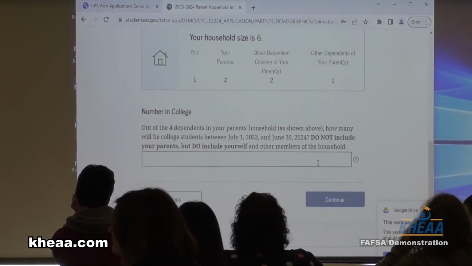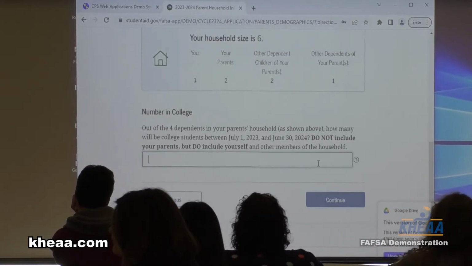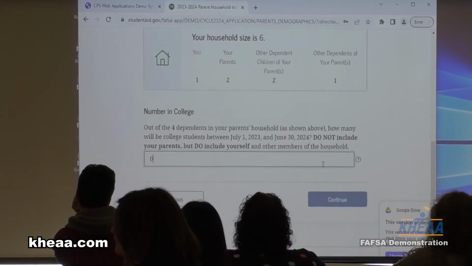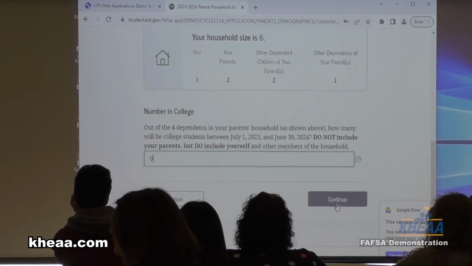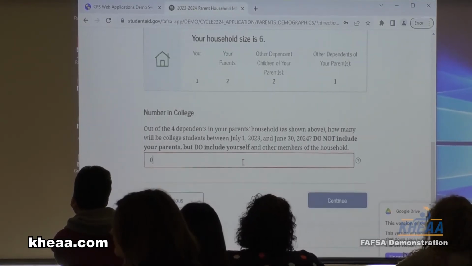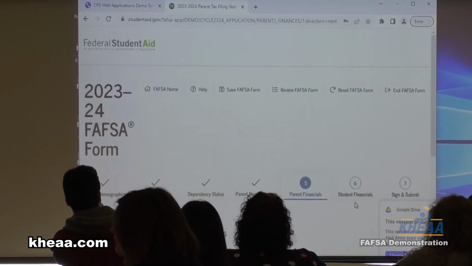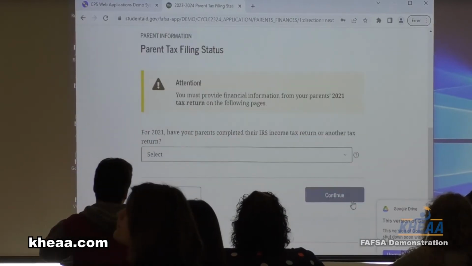The next question will ask how many kids of your parents are going to be attending college in this next school year. I'm going to put 0, unless you have a brother or sister, then you'll put 1. Actually, you can't put 0, you have to count yourself. So that one you do count yourself, so that one's 1.